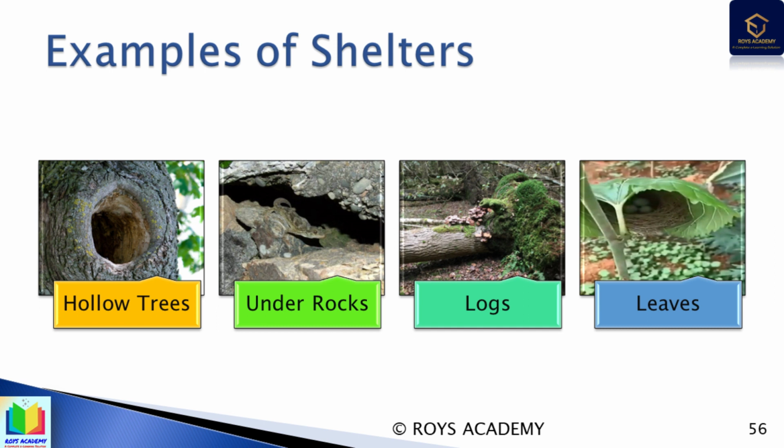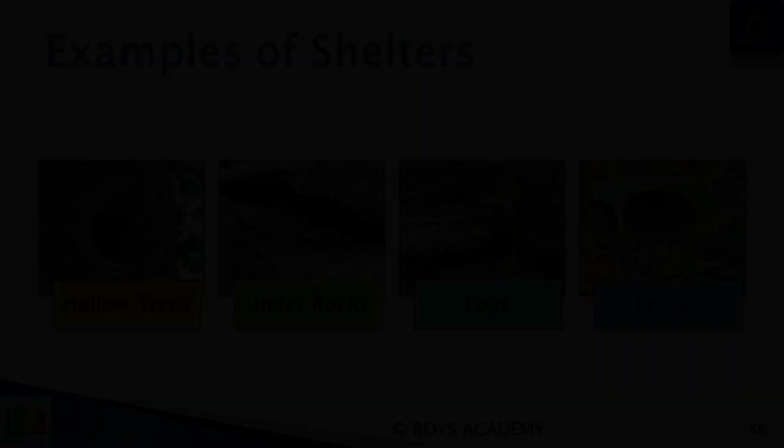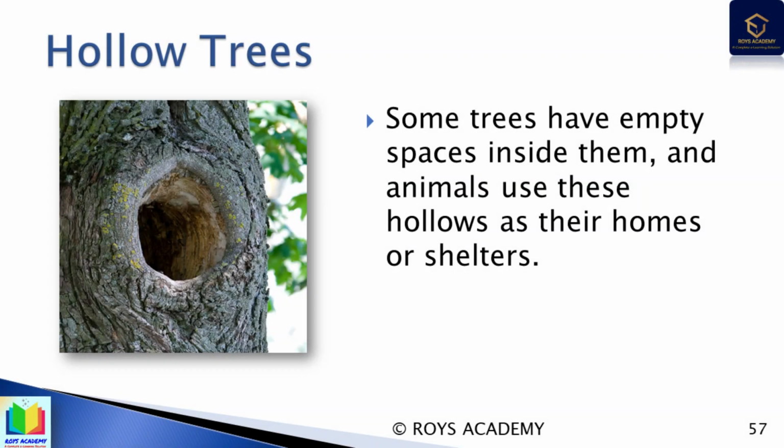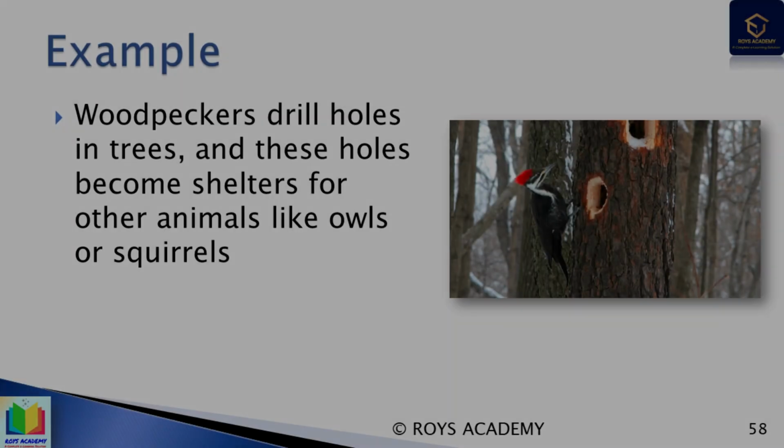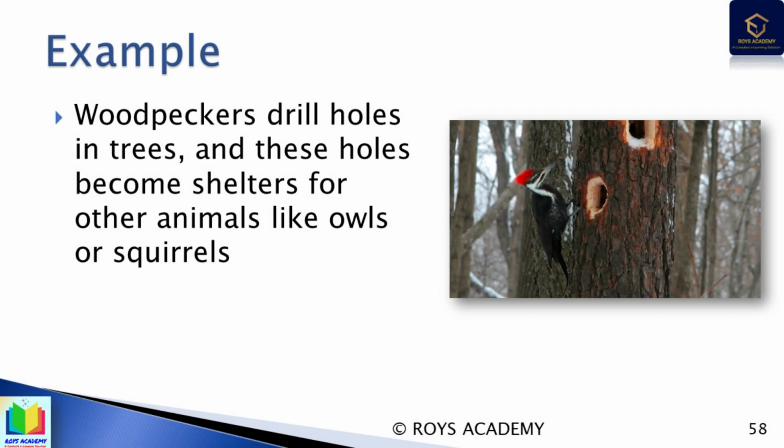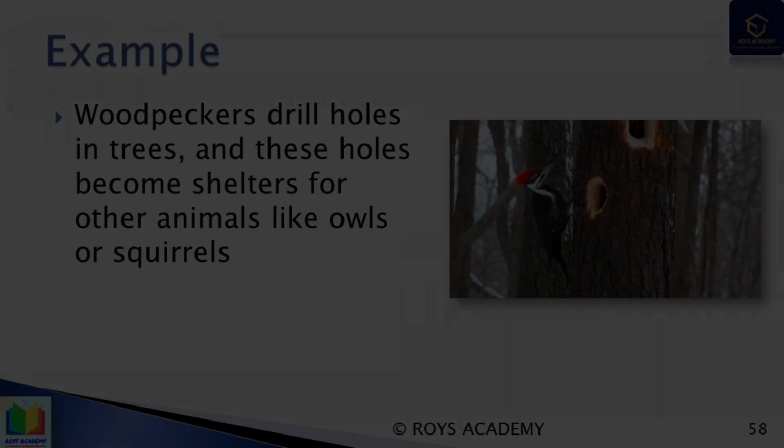4. Examples of shelters. Now we are going to discuss the following topics: hollow trees, under rocks, logs, leaves. Hollow trees. Some trees have empty spaces inside them, and animals use these hollows as their homes or shelters. Example: woodpeckers drill holes in trees, and these holes become shelters for other animals like owls or squirrels.